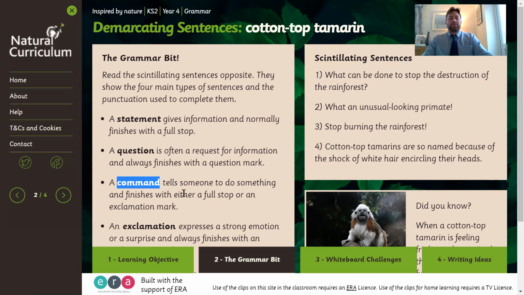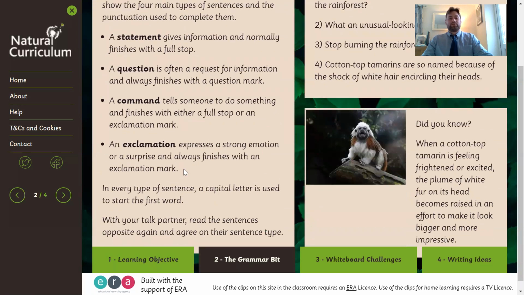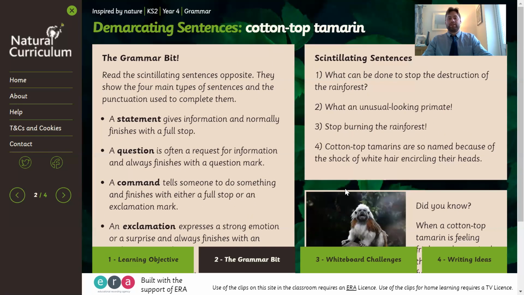A command can either finish with a full stop or an exclamation mark because you're telling somebody to do something. And an exclamation expresses a strong emotion or a surprise and finishes with an exclamation mark. In every type of sentence, a capital letter is used to start the word. So have a look over here, and what kind of sentences are these?